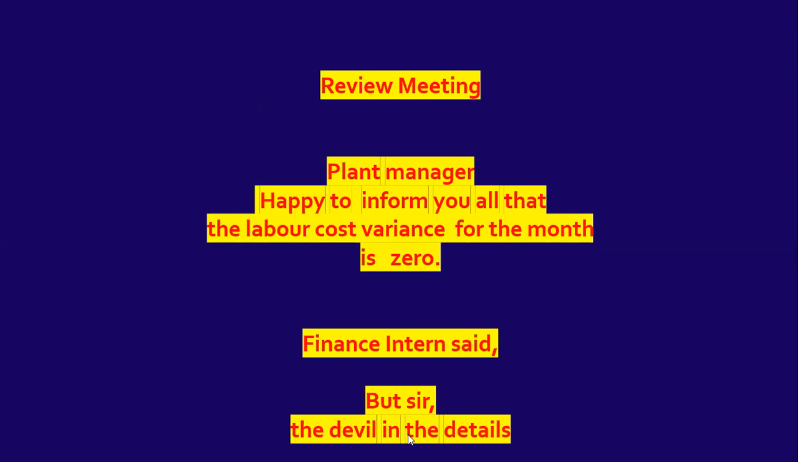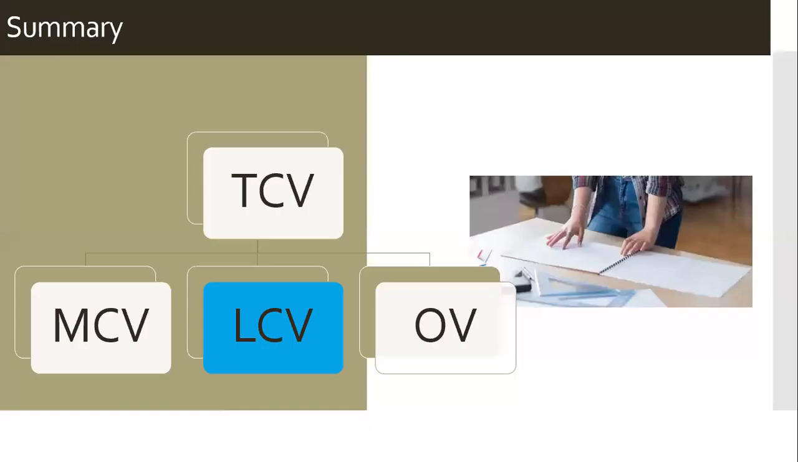But a finance intern says that the devil is in the details. So what does it mean? Maybe it is necessary to understand the various components of the labor cost variances. In order to examine the relevance of these two statements, let us understand the labor cost variance framework. We know that labor cost variance is a part of the total cost variance, which arises due to the change between the expected cost of labor and actual cost of labor.